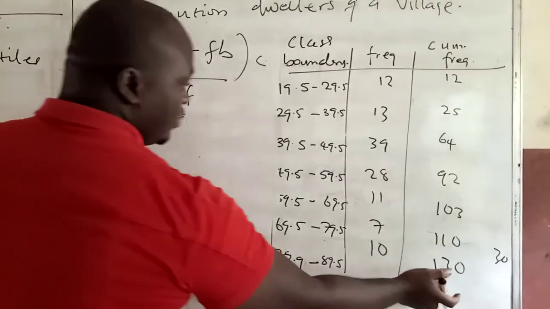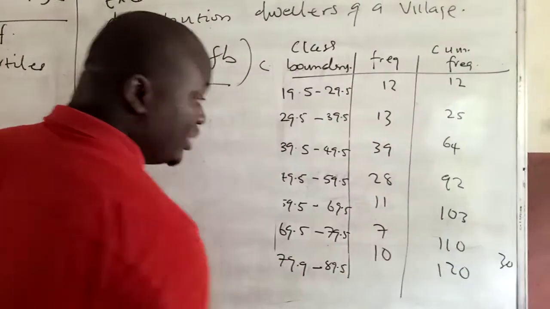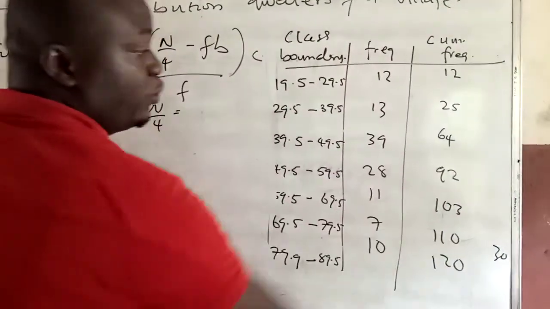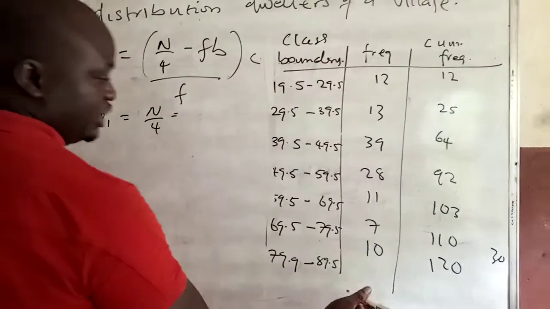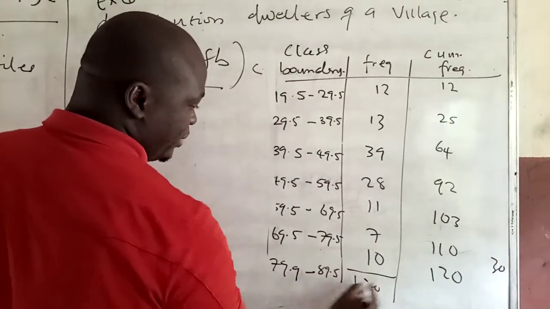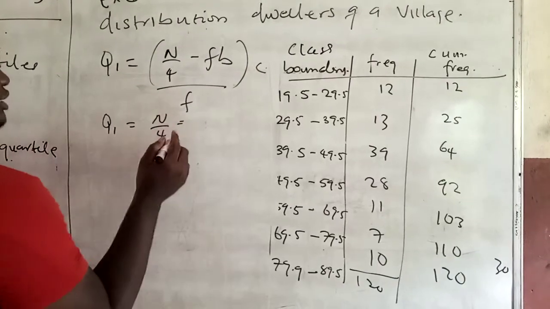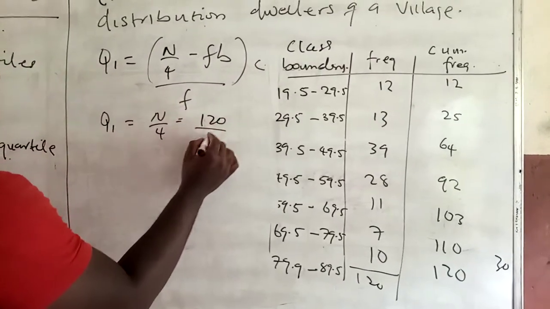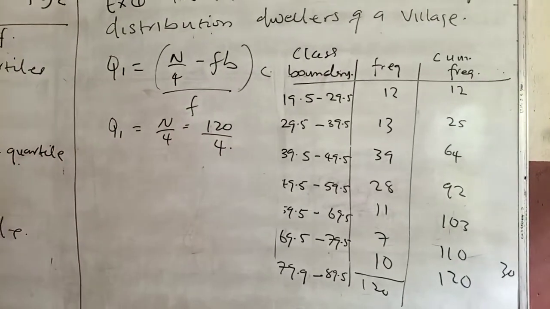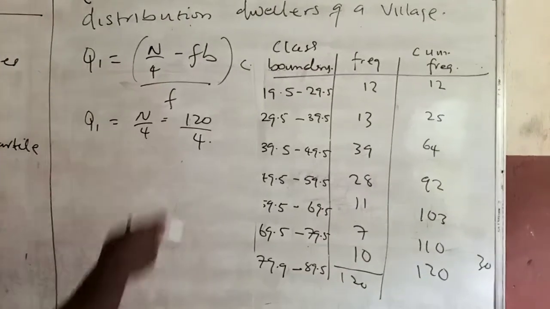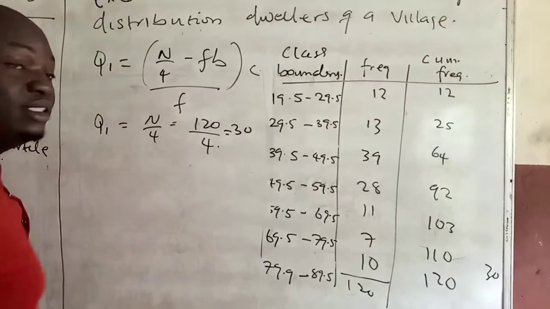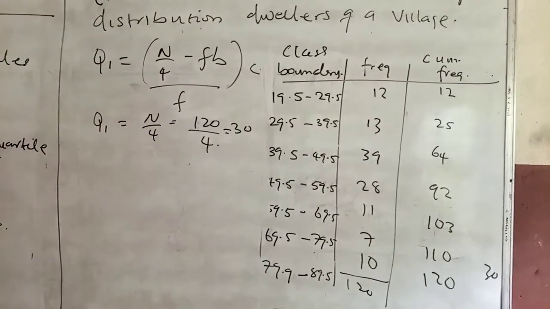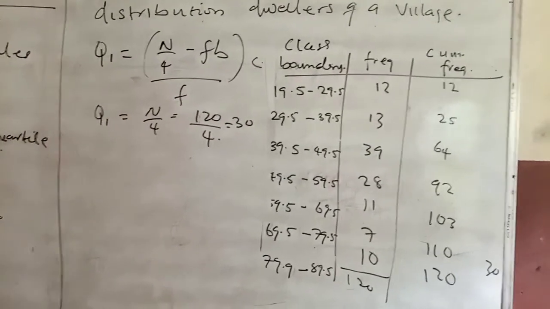And the total frequency is 120. Cumulative frequency simply means the addition of these frequencies, is it not? So your total frequency here is 120. If you add all these things, you're still going to get 120, right? So N is the total frequency, which is 120, divided by 4, right? Good. And when you divide 120 by 4, what you're going to get is 30, right? Good. So what again are we going to do?